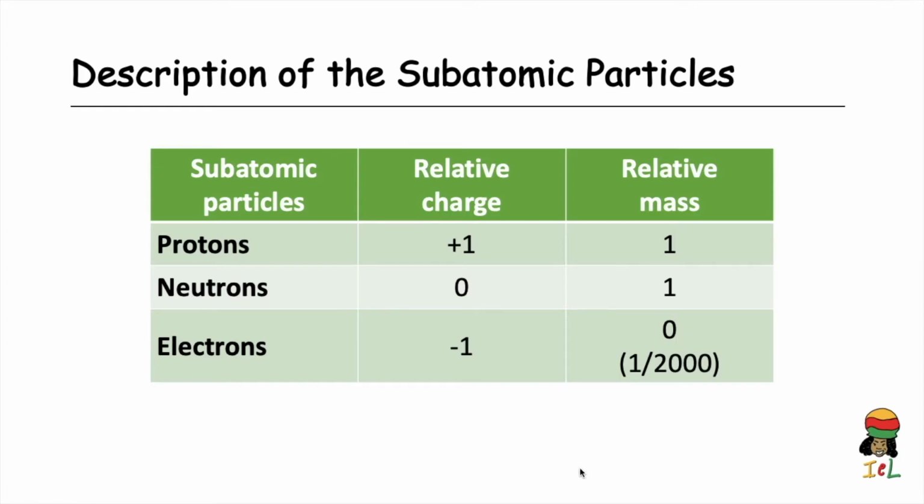The relative mass of an electron is roughly 1 divided by 2000, which works out to be 0.0005. So if we are to round this value, we would end up with 0.